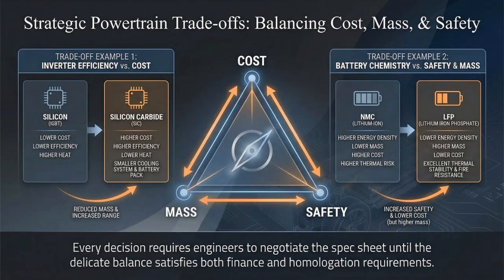We underline that every component choice affects cost, weight, and safety. Engineers are constantly trading between them. For example, spending more on silicon carbide electronics might let you use a smaller battery, or choosing heavier LFP cells might improve fire safety. The final design must satisfy both the finance team and the regulatory approvals, so it's all about finding a balanced, acceptable spec.